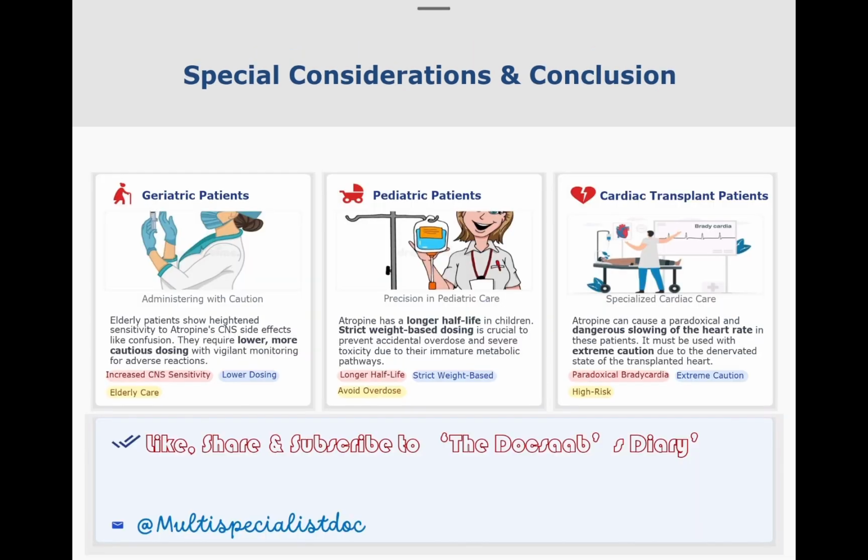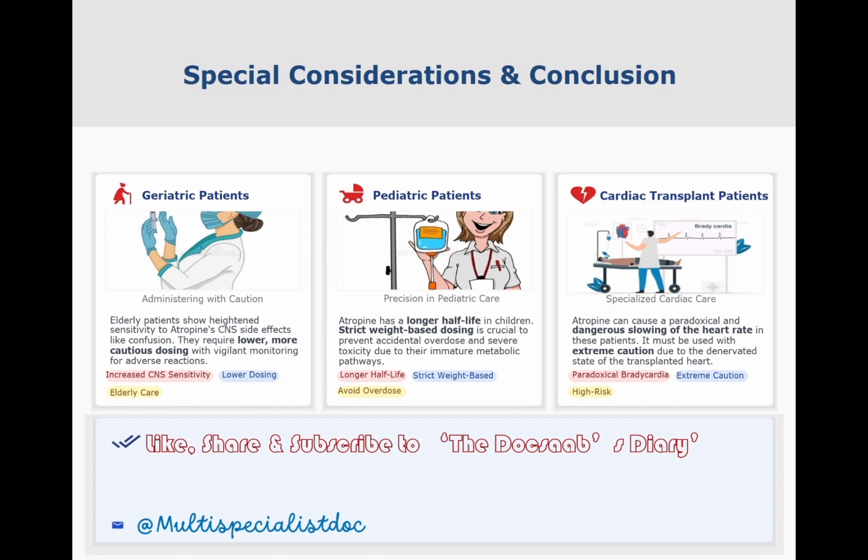We must also consider special patient populations who demonstrate altered responses to atropine. Geriatric patients, for instance, are significantly more sensitive to the anticholinergic effects of atropine, particularly its central nervous system side effects such as confusion, agitation, and memory impairment. They also face an increased risk of urinary retention and constipation. Therefore, dose selection in the elderly should always be cautious, starting at the lower end of the therapeutic range.